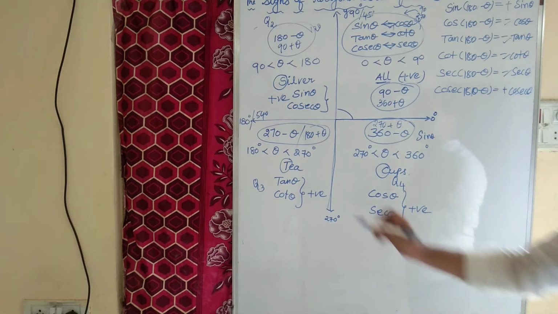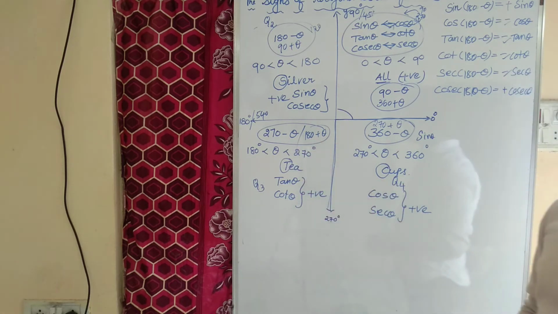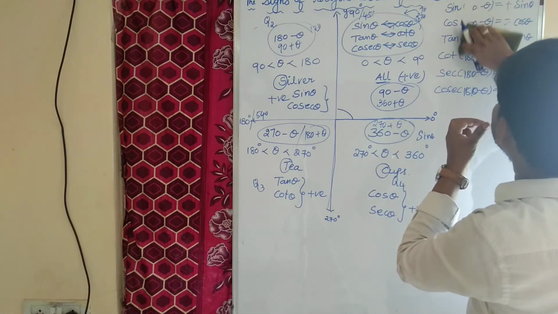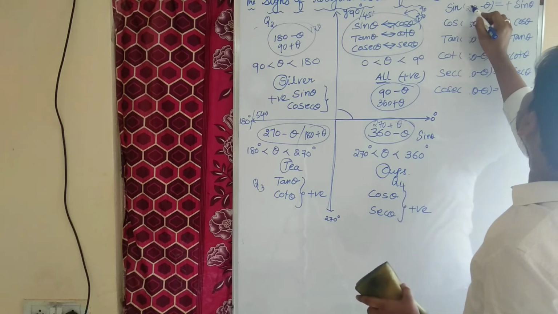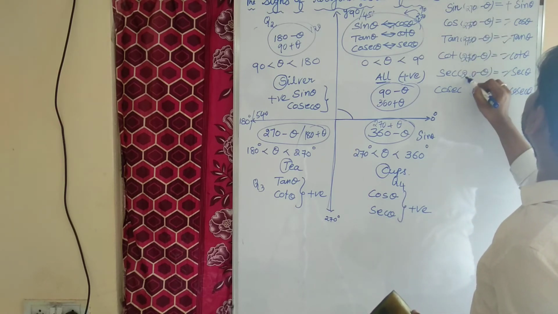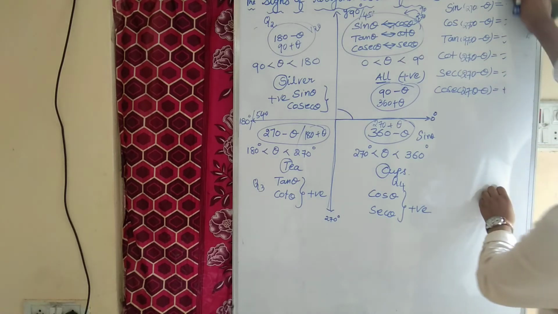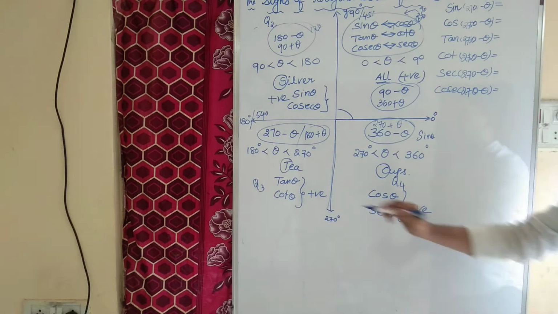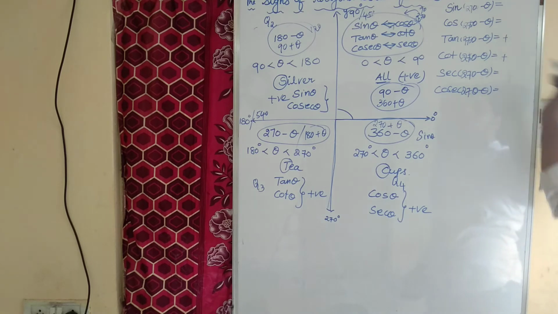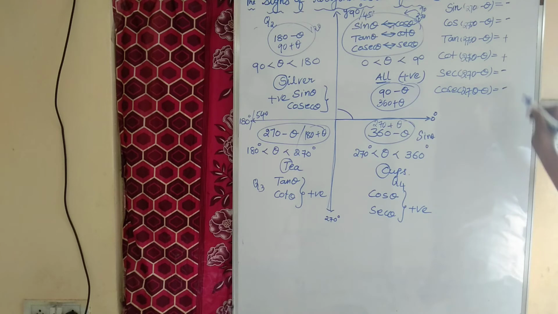In the third quadrant, tan and the reciprocal of tan, cot, will be positive. Third quadrant means which lies between, for example, 270 minus theta. 270 minus theta is in which quadrant? Third quadrant. In the third quadrant, tan and its reciprocal cot are both positive. What about the others, children? All others are negative.